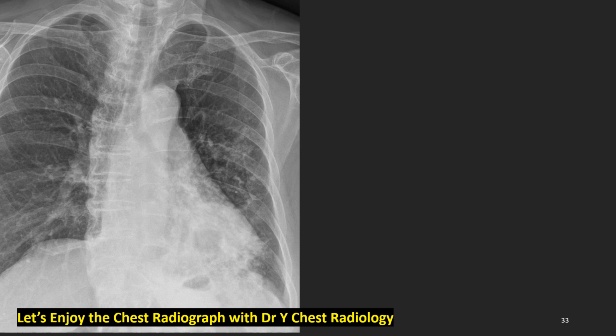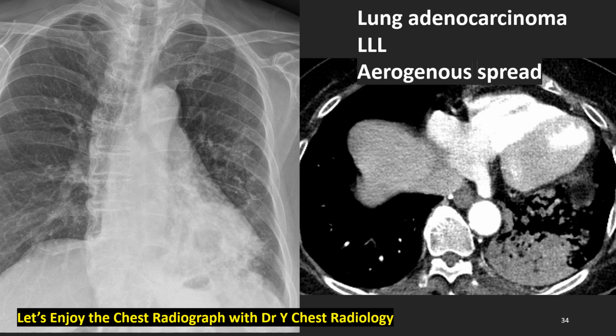Let's move to aerogenous metastasis. What do we see? Retrocardiac, large consolidation with many ill-defined nodules. Ill-defined nodules with air bronchogram. In this contrast-enhanced actual CT, we see left lower lobe consolidation with many nodules. This is proven as lung adenocarcinoma of the left lower lobe.